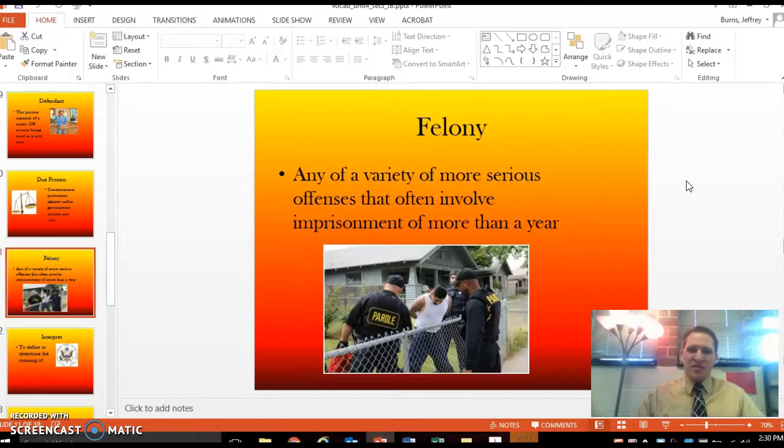So you have a felony, you have a misdemeanor, which we'll talk about later. Felony is a more serious crime. We're talking about drug trafficking, murder, manslaughter, robbery, armed robbery, or assault and battery. These are felonies, serious crimes. It can also be white-collar crimes like fraud or tax evasion or counterfeiting.